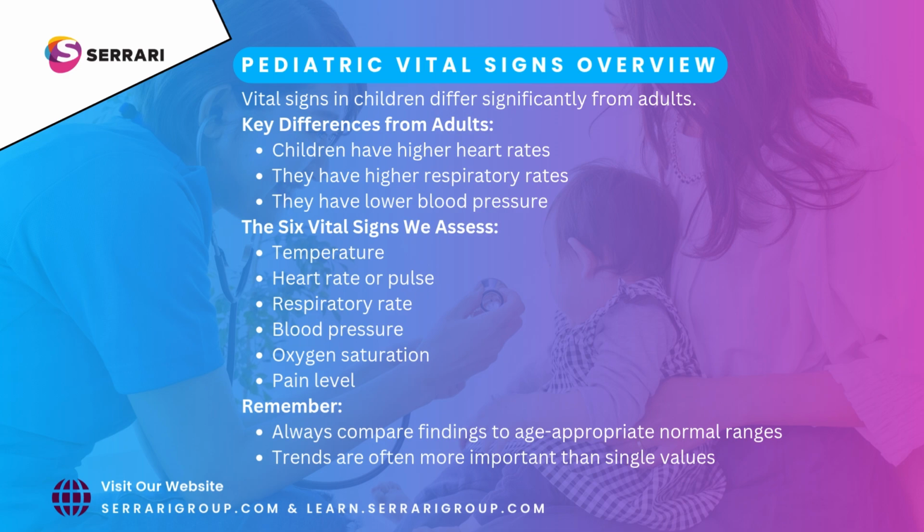Temperature. Heart rate or pulse. Respiratory rate. Blood pressure. Oxygen saturation. Pain level. Remember, always compare findings to age-appropriate normal ranges. Trends are often more important than single values.